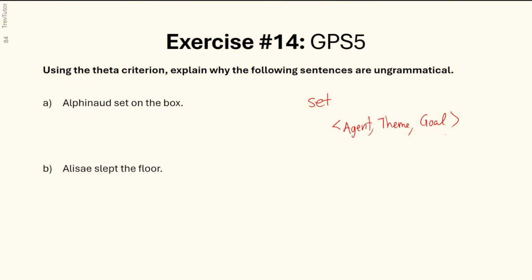So this is going to be a ditransitive verb. Specifically, Alphino sets something on the box. We want a determiner phrase theme, and then a prepositional phrase goal. If we look at this sentence, it has its agent, it has its goal, but it's missing a theme. It's missing a theme that corresponds to some determiner phrase, therefore it is ungrammatical.